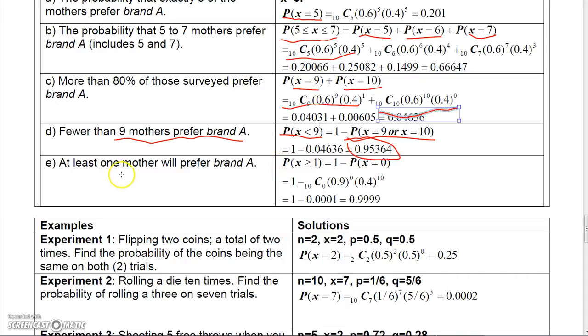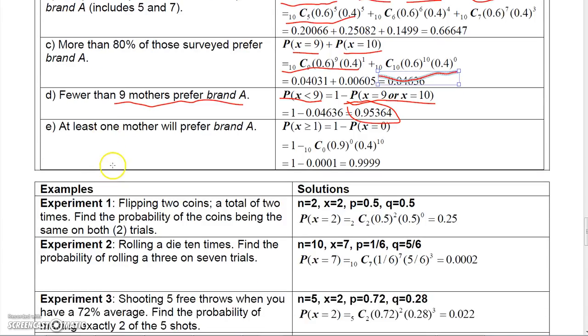And then you can do a similar thing for at least 1 mother. For the probability of at least 1, the complement of at least 1 would be 0. So find the probability that 0 mothers prefer brand A, which is actually about 0.0001, and you get 0.9999. So that's how you would do something like that.